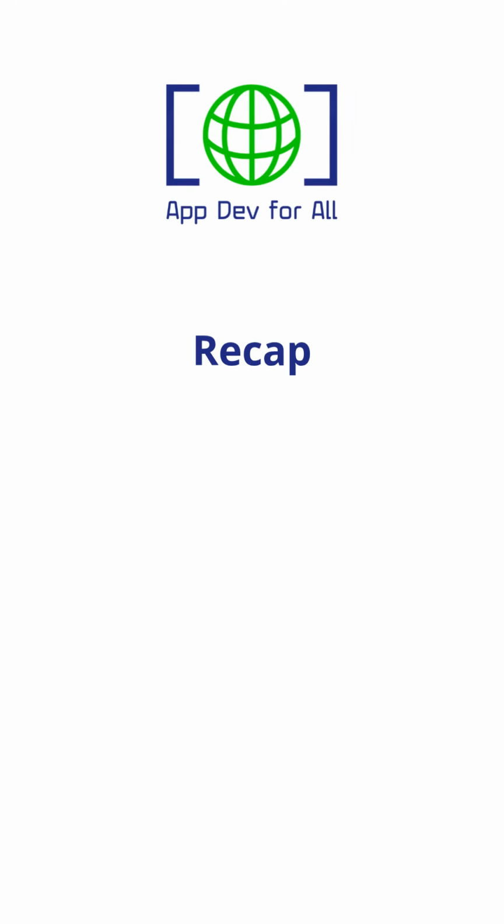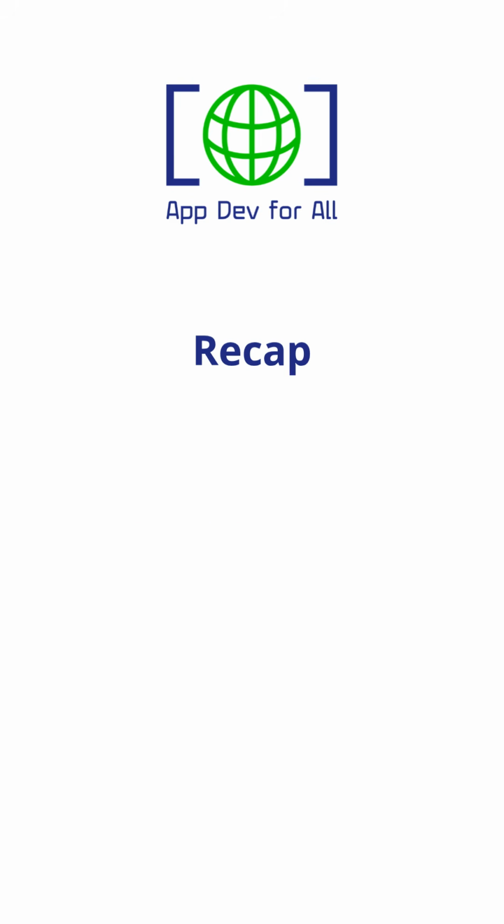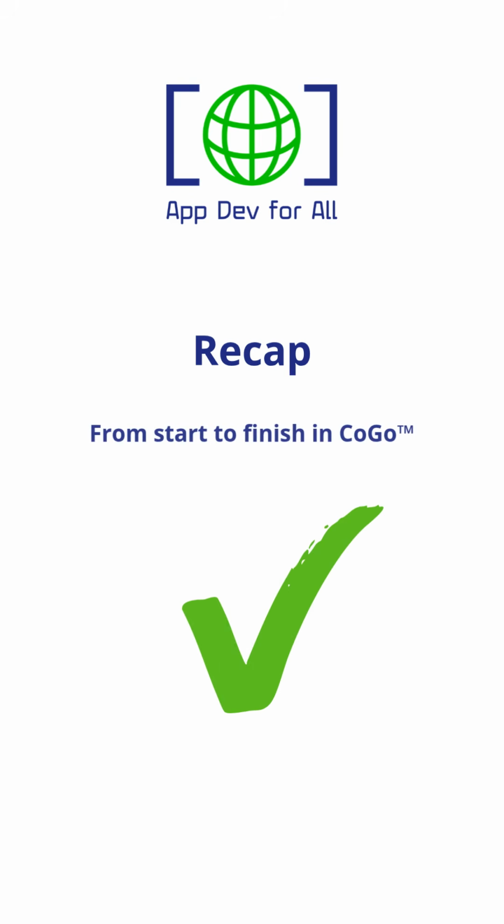Let's recap what we built. We created a new project using the Empty Activity template, designed a 3-element layout using ConstraintLayout, and wrote Java code to handle unit conversion and real-time updates using a TextWatcher and an OnItemSelectedListener. This is a complete working Android app built entirely on your phone using CoGo.